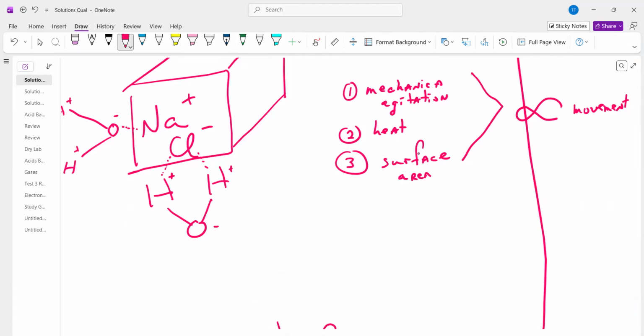So all of these contribute to motion. So if any of those go down, the motion goes down, hence the rate of dissolving goes down along with it.